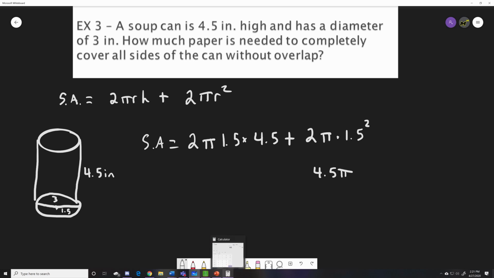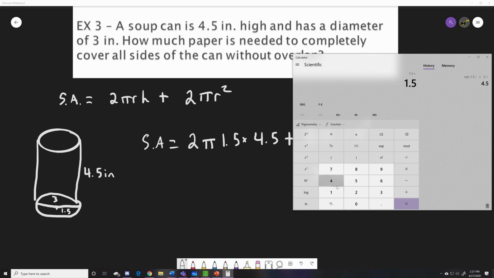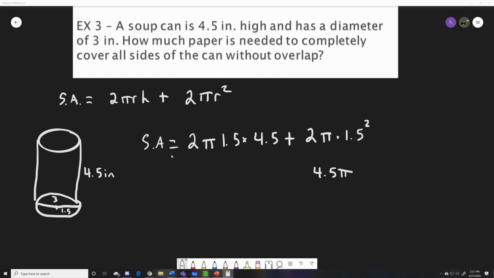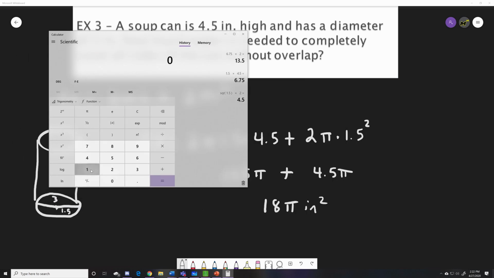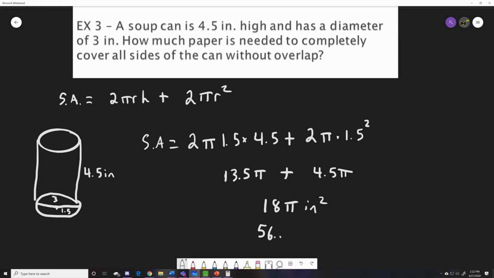Let's check out the left side here. We have 4.5 times 1.5 times 2. So 1.5 times 4.5, and double that up, you're at 13.5 pi. So 13.5 pi plus your 4.5 pi, you're going to be at 18 pi. And the label would be inches squared. Here they don't specify whether we need to leave it in terms of pi or not. So let's say they did want us to multiply pi, then you just say 18 times pi, enter, so you could say it's 56.55 inches squared.